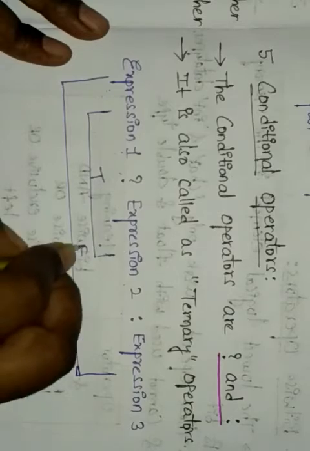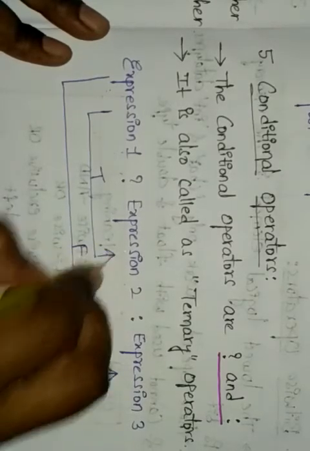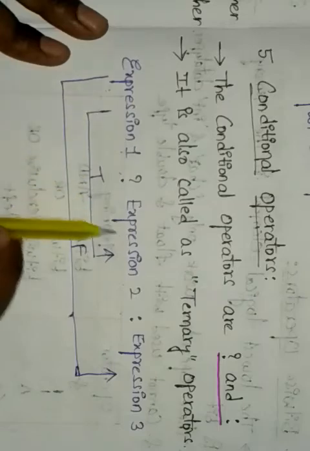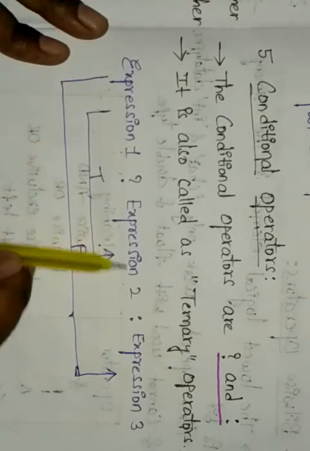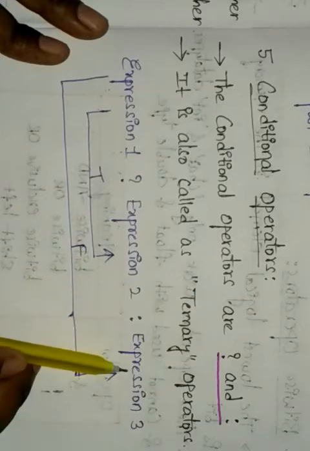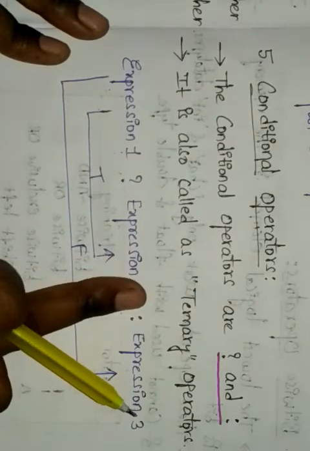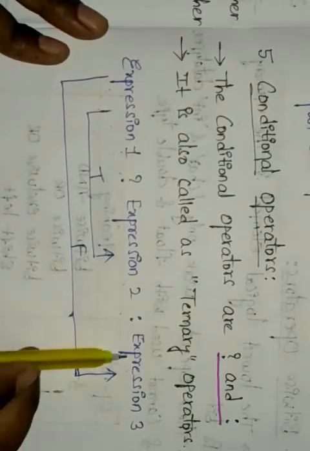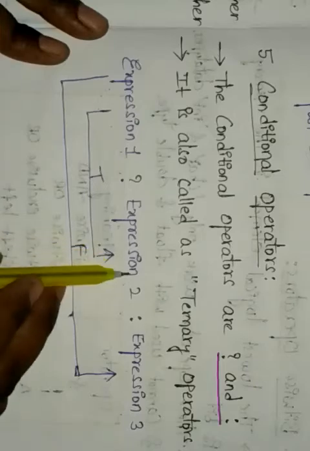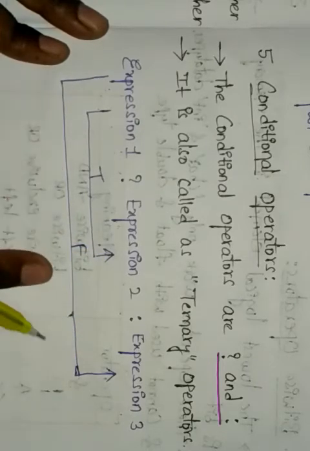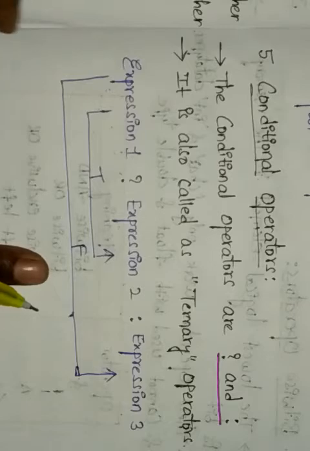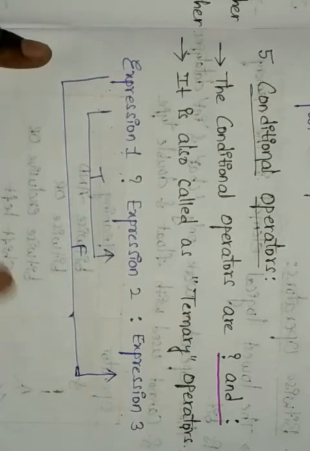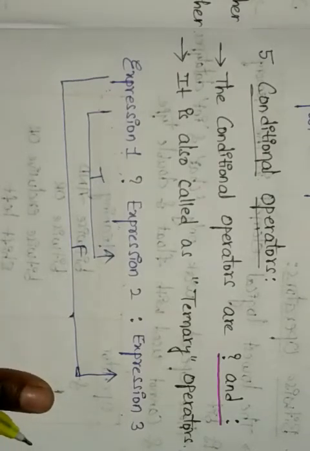If expression 1 is true, automatically it goes to expression 2. It will not move to expression 3; the process stops at expression 2. If expression 1 is false, it moves to the expression 3 condition. It will not move to expression 2. So only one statement will be displayed, depending on expression 1. If it is true, expression 2; if it is false, it displays expression 3. Like that our conditional operators work.